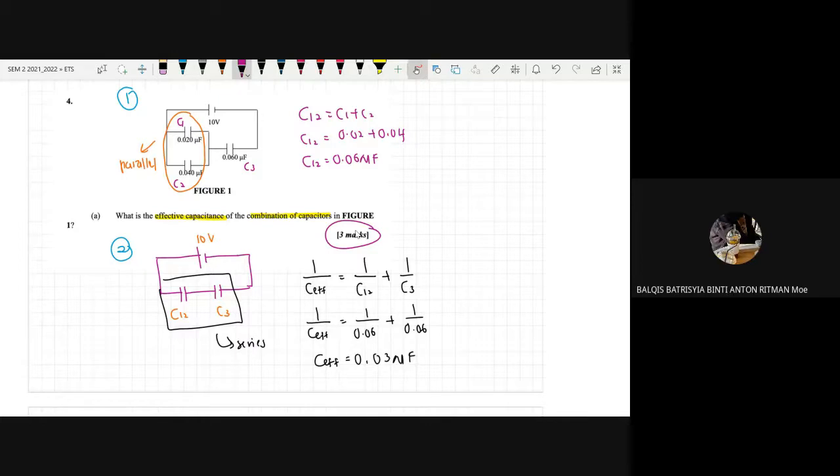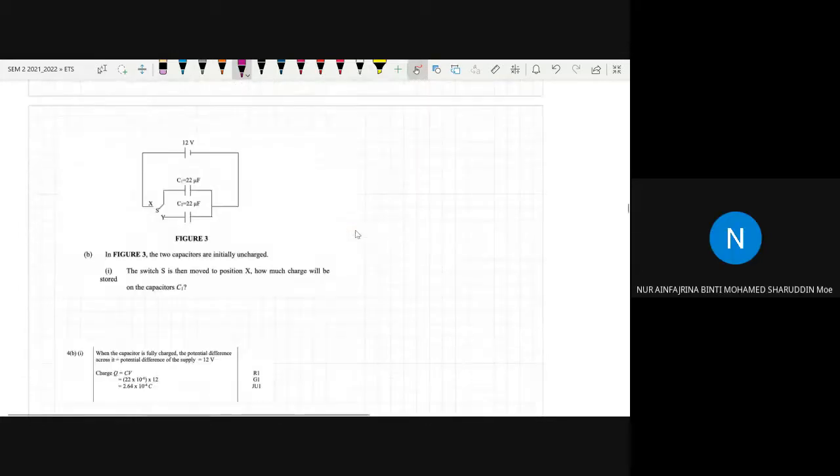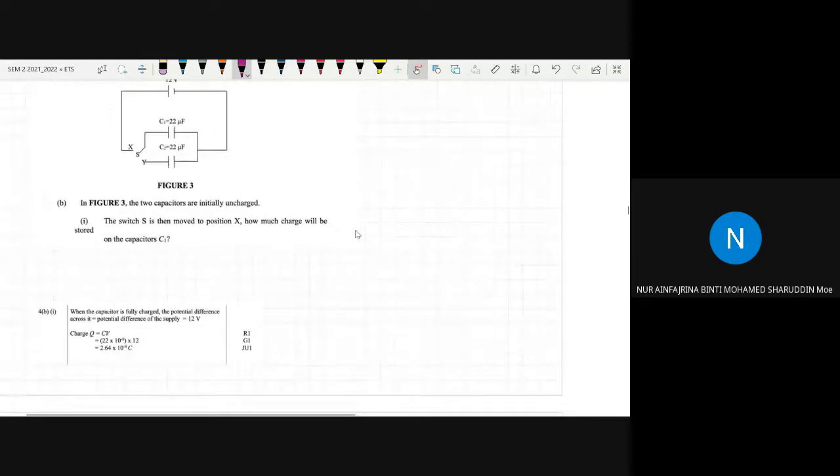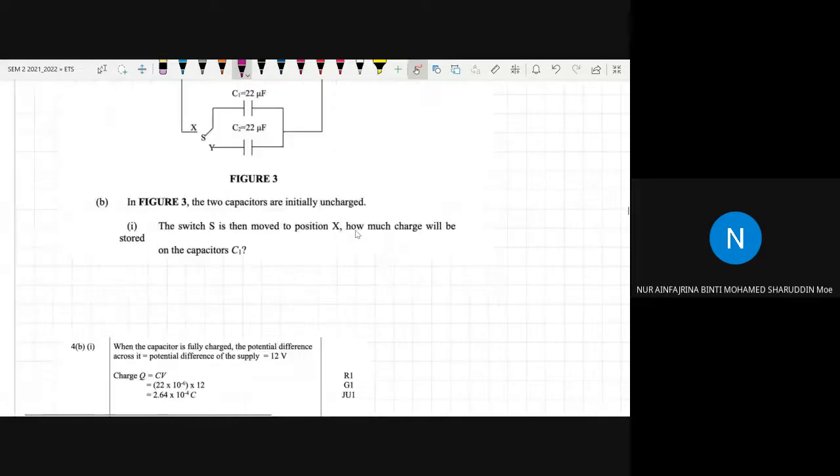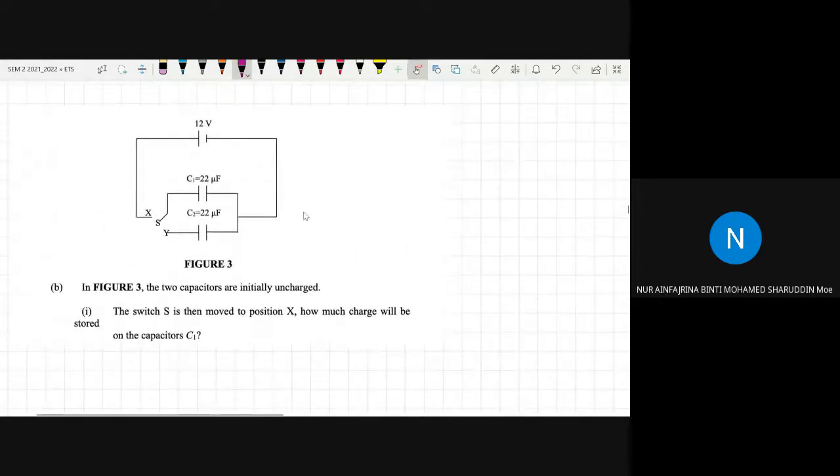Yes. Okay, great. Okay, so the next question is this one. Okay, in figure 3, the two capacitors are initially uncharged. Okay, mula-mula kita ada dua capacitor, nampak tak? Okay, mula-mula dua-dua ni tak di-charge. Okay, then the switch S is then moved to position S. Okay, switch S ni akan move to position S. How much charge will be stored on capacitor 1?